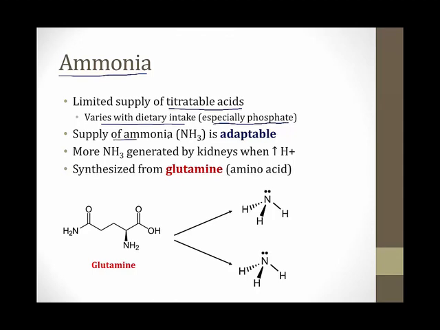The supply of ammonia, on the other hand, is adaptable. The kidneys can generate more ammonia when they need to secrete more acid, and this makes ammonia a very important urinary buffer. Ammonia is synthesized from glutamine, an amino acid. Shown at the bottom of the screen is the structure of glutamine. It can be broken down to form 2 ammonia molecules.